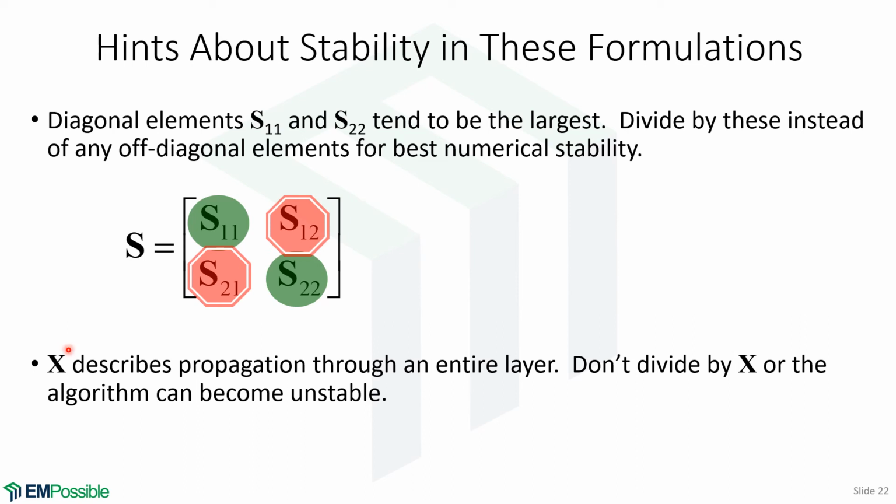Also remember this matrix X, that's describing propagation through the layer. That's the exponential of the eigenvalue matrix. We don't ever want to divide by that. There are some formulations for scattering matrices where we are dividing by it, but those are unstable. So we want a formulation that never divides by that X. These were the two big things I was missing when I was formulating scattering matrices.